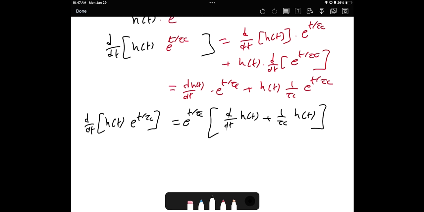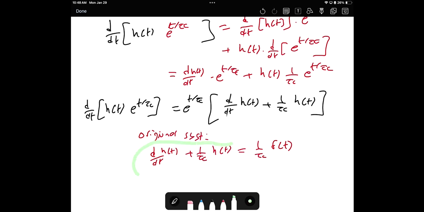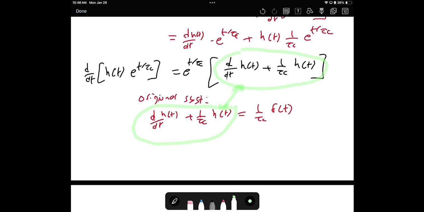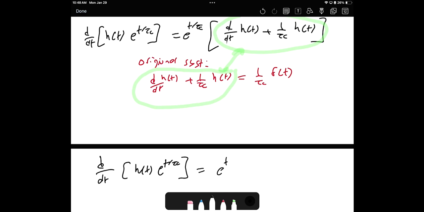Okay, how can this be beneficial to us? Let's go back to the original system. It is d by dt h of t plus 1 over tau c h of t equals 1 over tau c times delta of t. Let's make a comparison between this part and this part. You will see they are the same. So as a result, I can say d by dt h of t e power t over tau c equals e power t over tau c times 1 over tau c delta of t. So here we make it simpler.